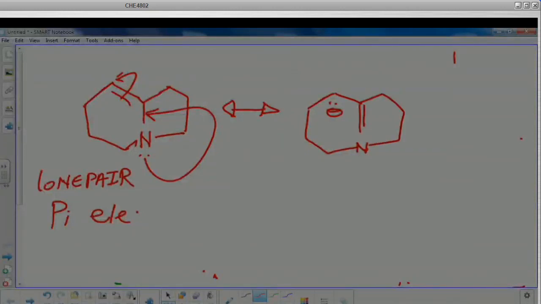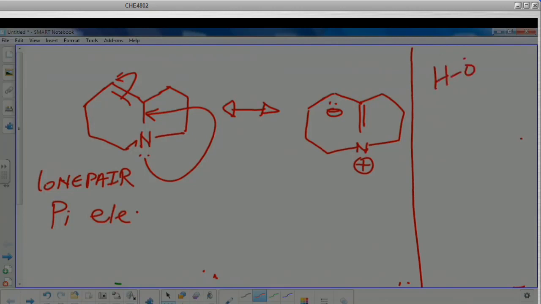What must happen to N? N had a lone pair here. It no longer has them. What must be on N then? Positive charge.